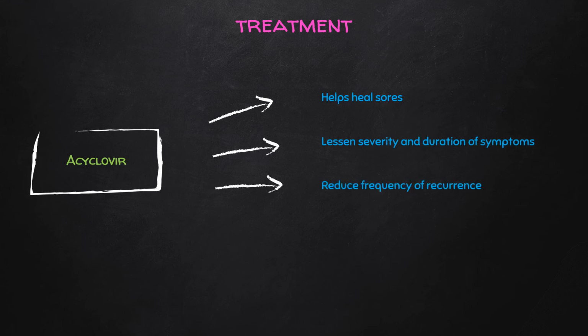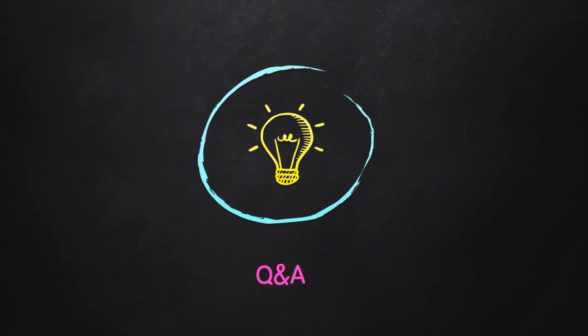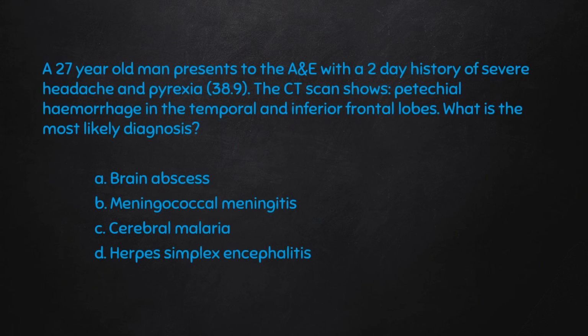So, that was it for today. Let's have a look at some questions. A 27-year-old man presents to the A&E with a 2-day history of severe headache and pyrexia of 38.9. CT scan shows petechial hemorrhage in the temporal and inferior frontal lobes. What is the most likely diagnosis?